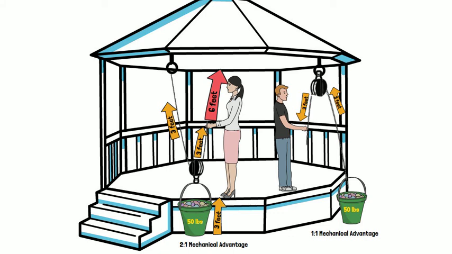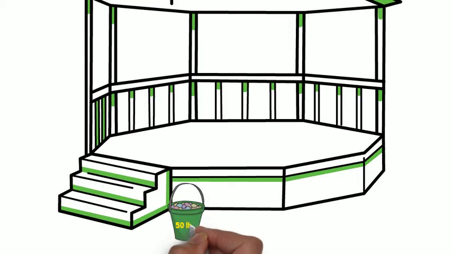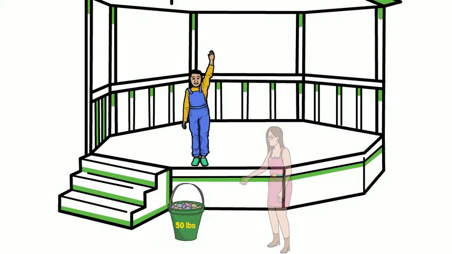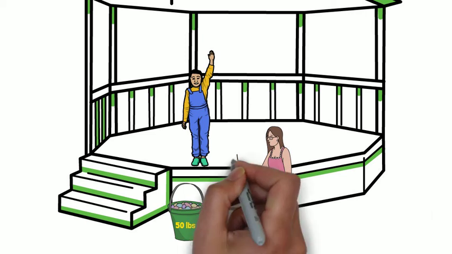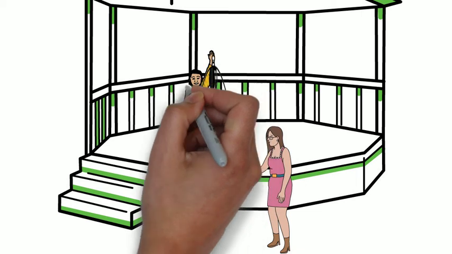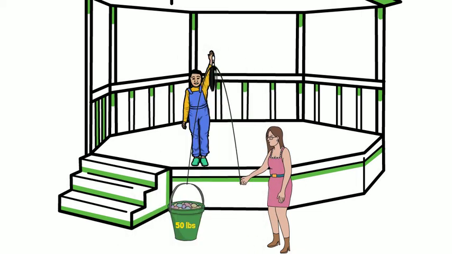It can be done with 50 pounds of force over 3 feet or with 25 pounds of force over 6 feet. Let's go see Omar and Jordan at the green gazebo. Omar wants to help, but he can't reach the top of the gazebo, so he offers to hold the pulley up so that Jordan can use it to lift the bucket. With only 1 rope going to the bucket, we know that Jordan will have to generate 50 pounds of force on the rope to lift the bucket.